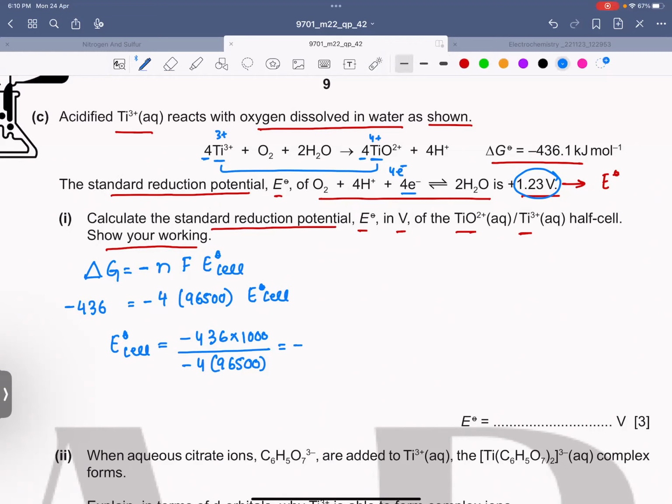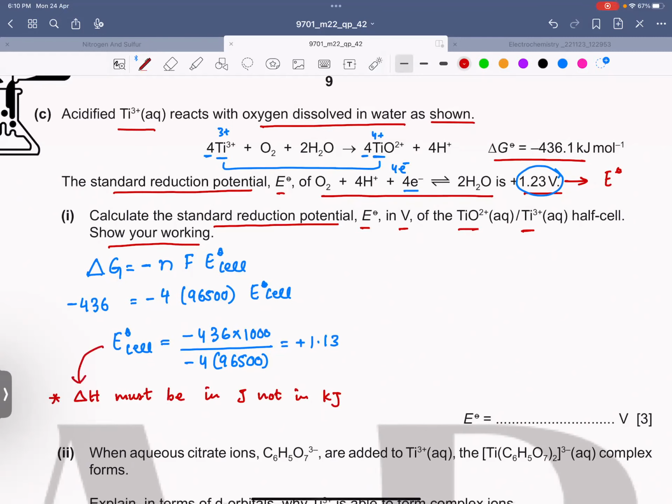Yes. So I would put down a point over here for this, that delta H must be in joules, not in kilojoules, for this expression. Okay. Sir, delta H or delta G? Sorry. Yeah, it's delta G, not delta H. Yes, delta G would be in joules to get the value in volts.